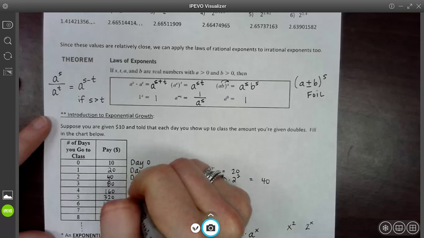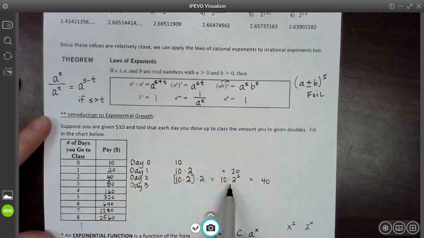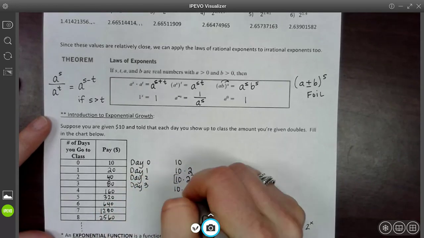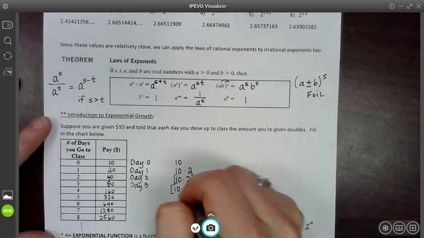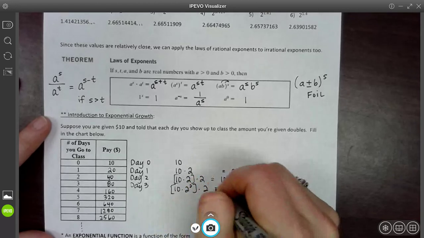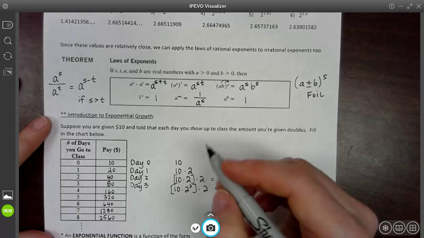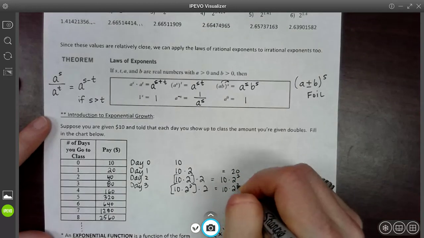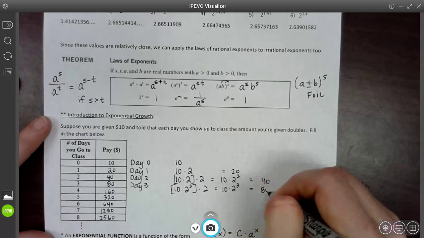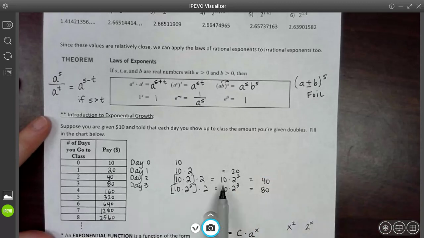On day 3, you would take the previous amount, your 10 times 2 squared, and you would double it. So now you're really taking 10 and you're timesing it by 2 squared times 2, that's 2 to the 3rd, which is your 80 bucks. So on day 3, you're taking your $10 and you're timesing it by 2 to the 3rd. Day 3, power of 3.